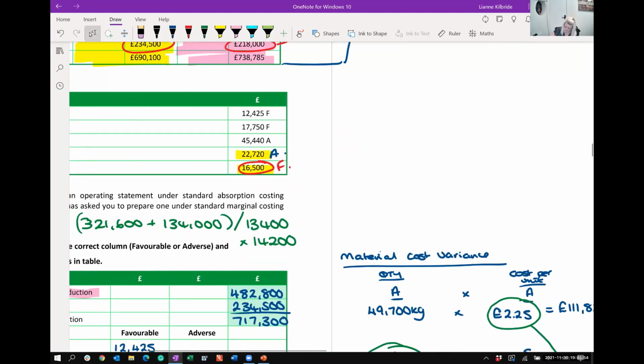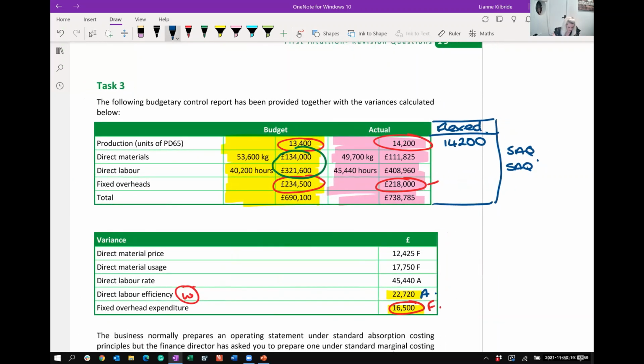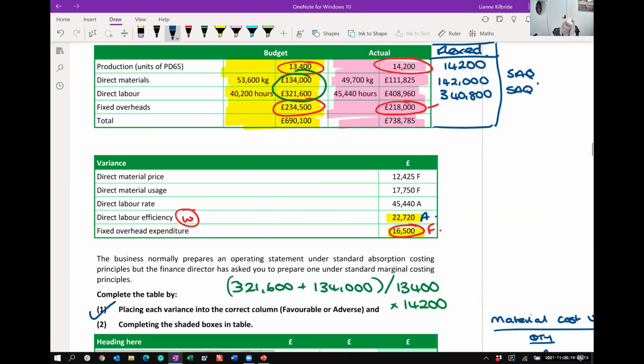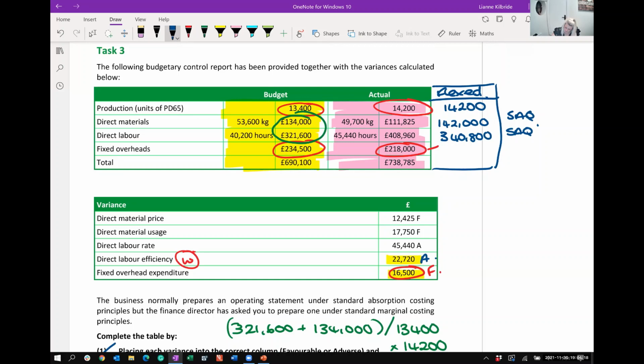So if we just add those figures into the box, so we've got for material 142,000, and then we have got 340,800. Okay, so you've got your budget figure there. And then your fixed overheads should be the same to match your budget. So that'll be 324,500. So you can work it out as a table like that if you want to.